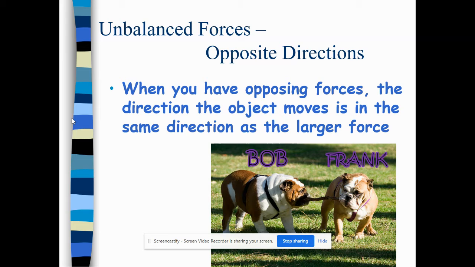Unbalanced forces can also act in opposite directions. So when you have opposing forces, the direction the object moves in is the same direction as your larger force. So here, the bulldog Frank is using a force of 25 newtons, and Bob is using 20 newtons. So obviously, the stick is going to go towards Frank.